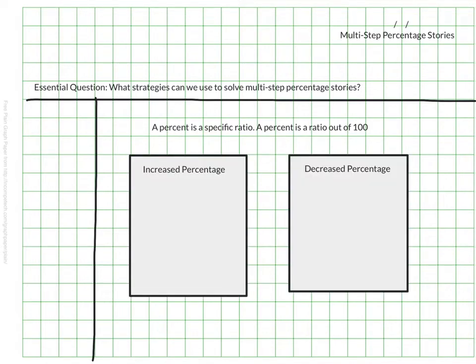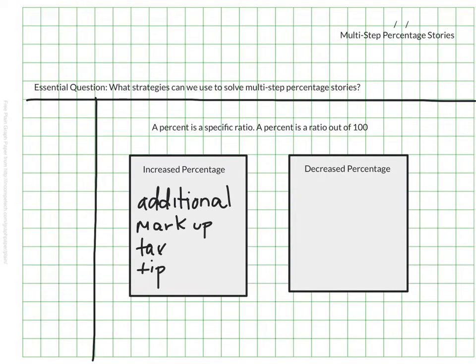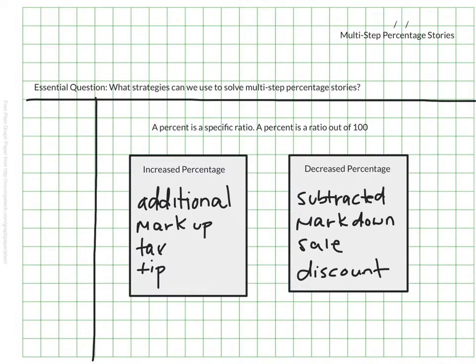At times we will be dealing with increased percentages and sometimes we'll be working with decreased percentages. So I'll just mark a few terms that you'll expect to see when you are looking at either of those. Sometimes we might be needing to increase a percentage, or using a percentage increase, when we think about things being additionally added on. A markup is a big term, and tax and tip are things that get added on. On the other hand, if something has been subtracted or if there's a markdown or a sale or a discount, those are times that we will be dealing with a decreased percentage.